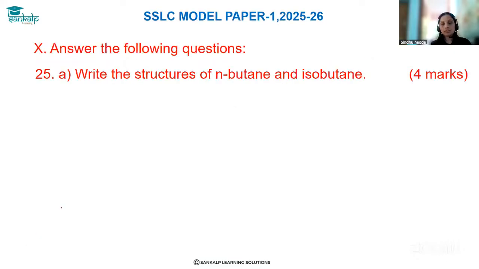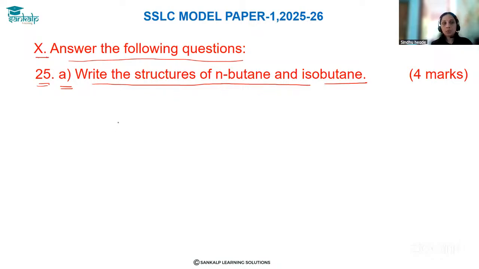Hello everyone. Let us see the next question. 10th main. Answer the following questions. In that 25th, again this 25th question contains A and B. In that A: write the structures of n-butane and isobutane.